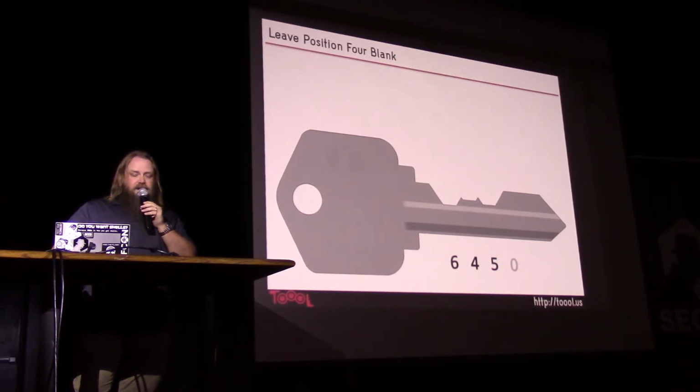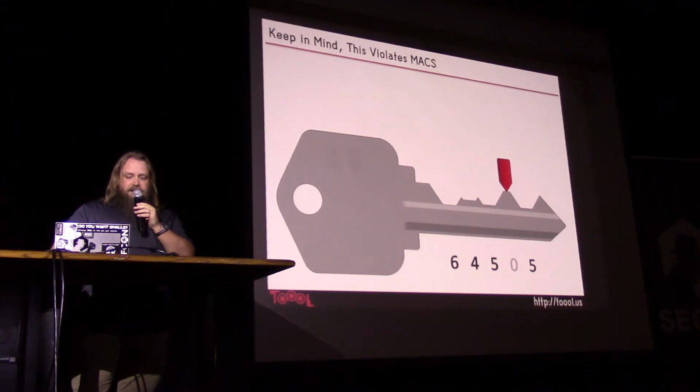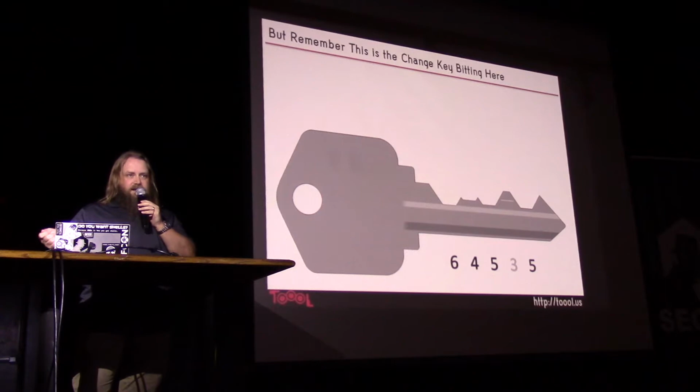The fourth position, we're going to leave blank at 0. And our fifth position, we're going to put at our change key, 5. Notice that, again, this does violate our max. So we could sweep this entire range, but we do know from our provided change key that 3 is the bit depth here.